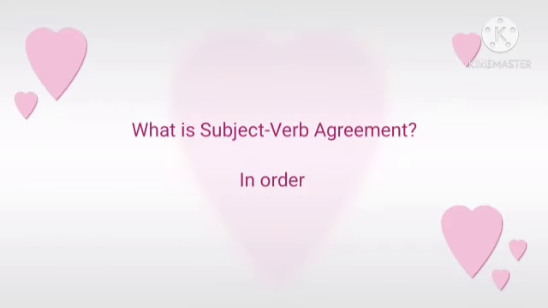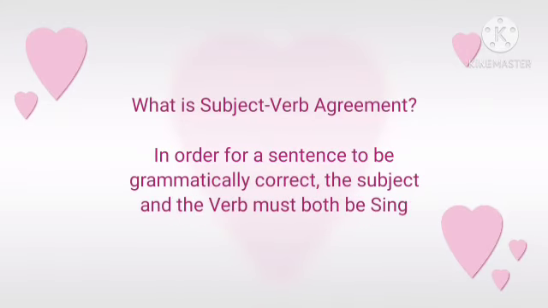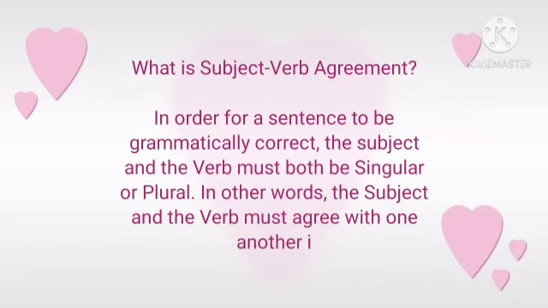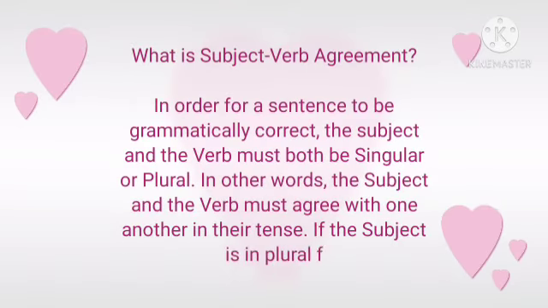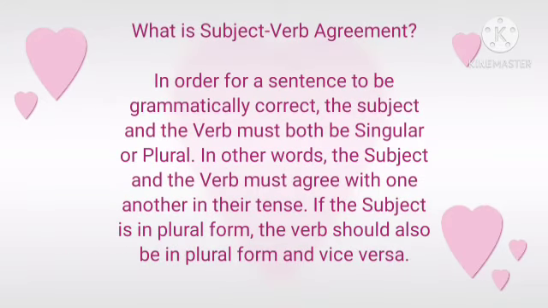Let's understand what subject-verb agreement is. In order for a sentence to be grammatically correct, the subject and the verb must both be singular or plural. In other words, the subject and the verb must agree with one another in their tense. If the subject is in plural form, the verb should also be in plural form and vice versa.